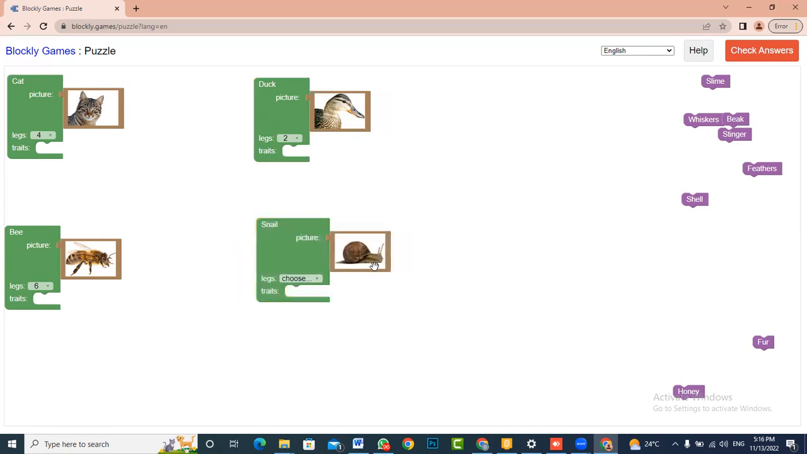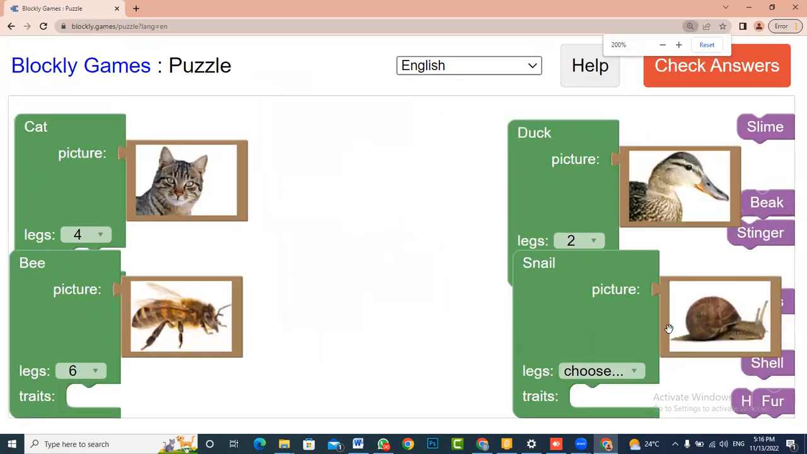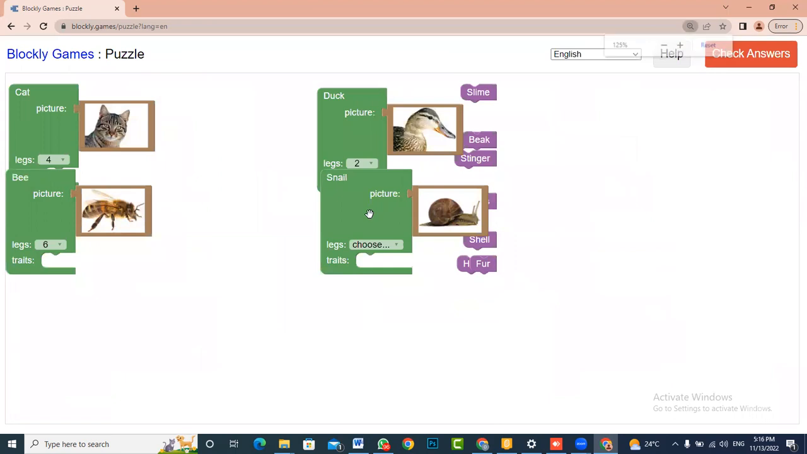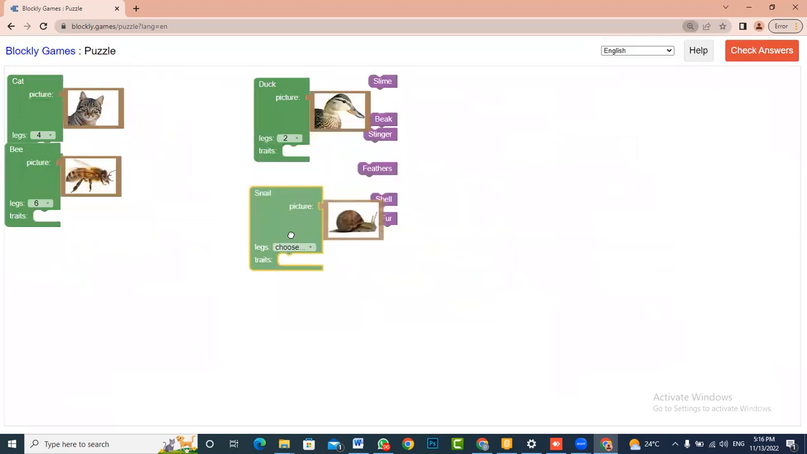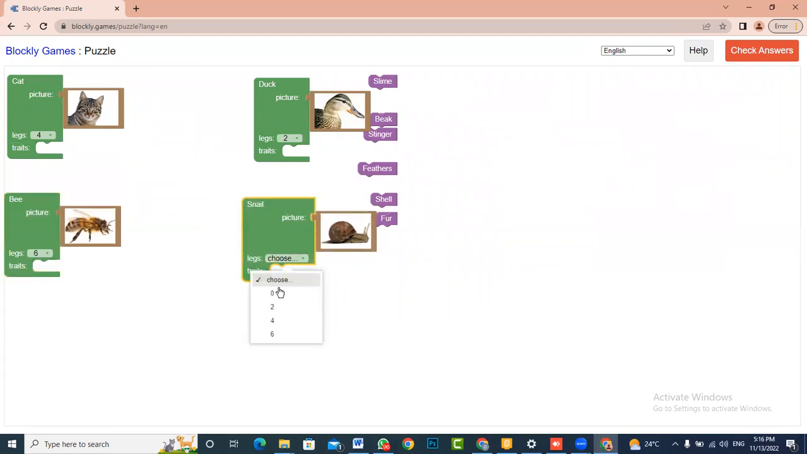And then comes the snail. Snail, if you see it closely, how many legs do you think that it has? Do you see any leg? No. So snails, generally, they do not have legs. They have a flat foot through which they move, but they do not have any visible leg in them. So that's why it's going to be 0.